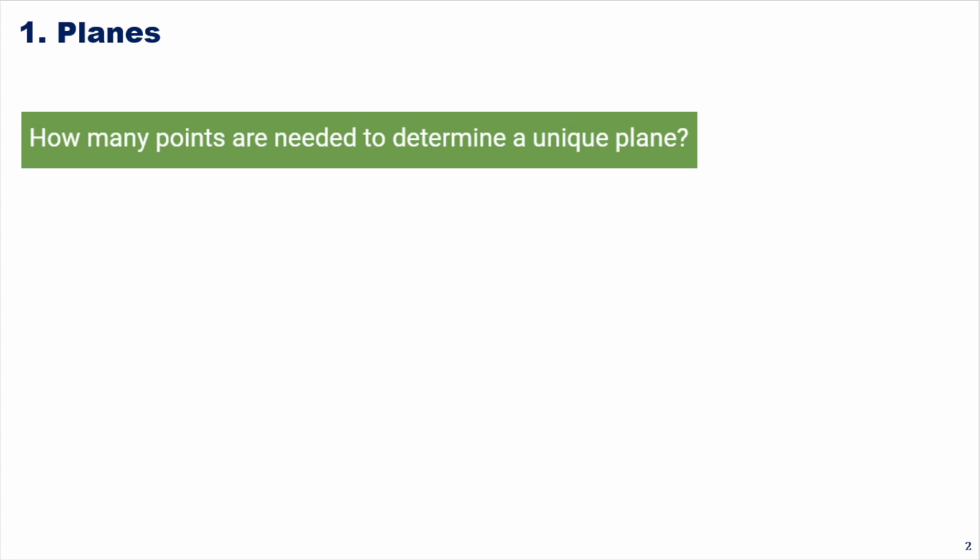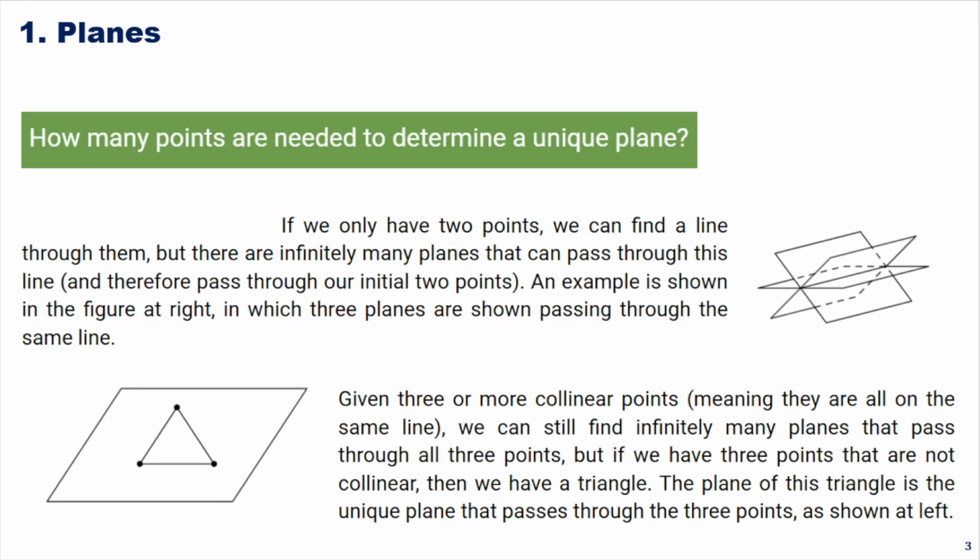So the first problem to consider is how many points are needed to determine a unique plane. Well, probably you already know this, right? The answer is 3. If we only have 2 points, we can find the line through them, but there are indefinitely many planes that can pass through this line, and therefore pass through our initial 2 points. An example is shown in the figure at right, in which 3 planes are shown passing through the same line.